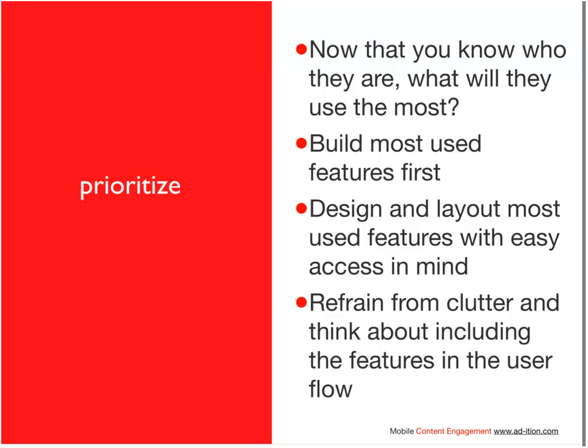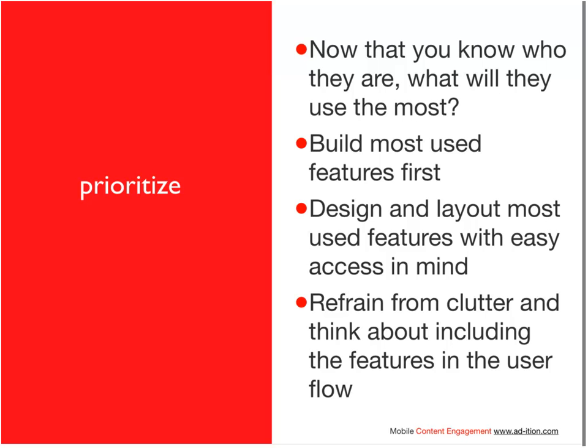But you want to look at your user, now that you know who they are: what will they use the most in this kind of wish list of things that need to go into the application? You build those features first, and your design and layout should feature these must-haves that your users are saying they will need to actually use or engage with your product, with your mobile application.